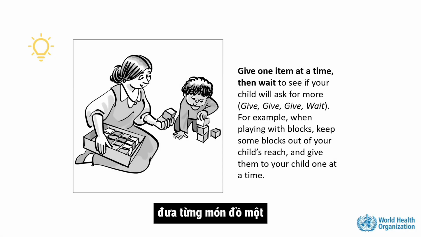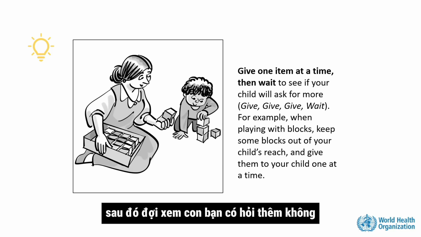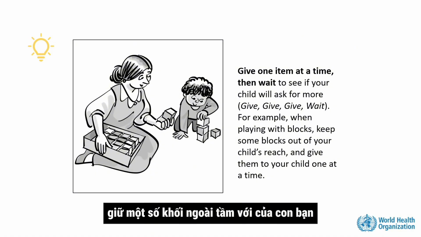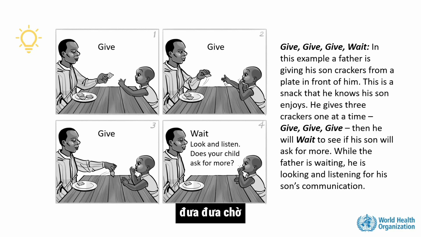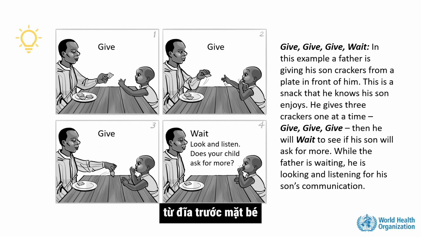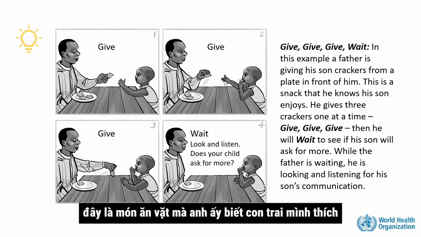Give one item at a time, then wait to see if your child will ask for more. Give, give, give. Wait. For example, when playing with blocks, keep some blocks out of your child's reach and give them to your child one at a time. In this example, a father is giving his son crackers from a plate in front of him. This is a snack that he knows his son enjoys.